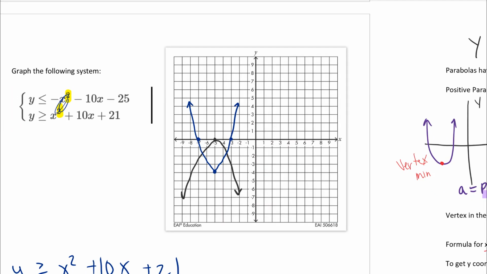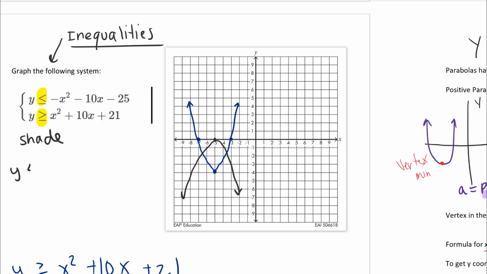Now, here are some other things that you need to consider before you are done with this problem. Recall that these were inequalities, and whenever we graph inequalities, we have to shade. So for that first equation, it specifically says y is less than or equal to negative x squared minus 10x minus 25, right? So we are dealing with that equation that has the vertex at negative 5, 0. On the graph, I colored it black.